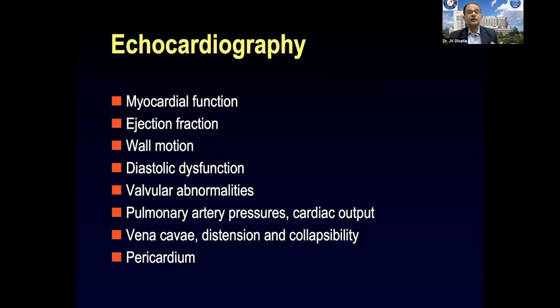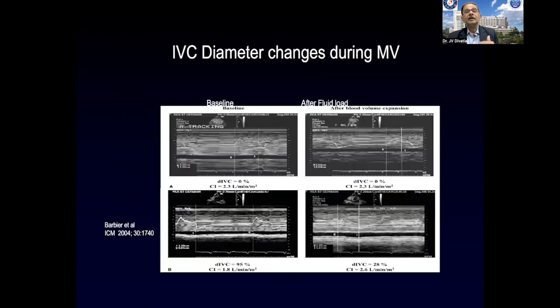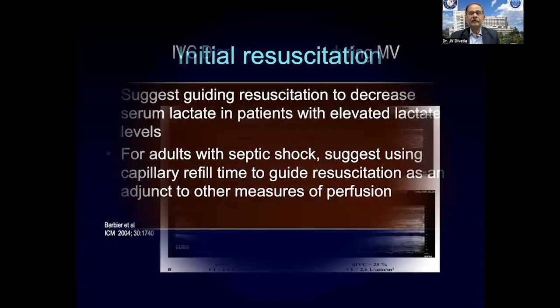If you have access to echocardiography, that's a fantastic tool to look at cardiac function, to look at the vena cava and all other areas. And inferior vena cava diameter changes during mechanical ventilation can be used to non-invasively and frequently look at fluid responsiveness. And increasing variability suggests increasing fluid responsiveness. Again, the patient needs to be mechanically ventilated.